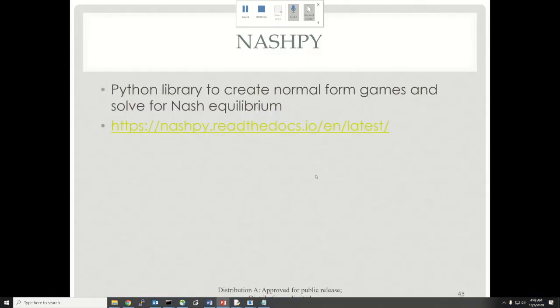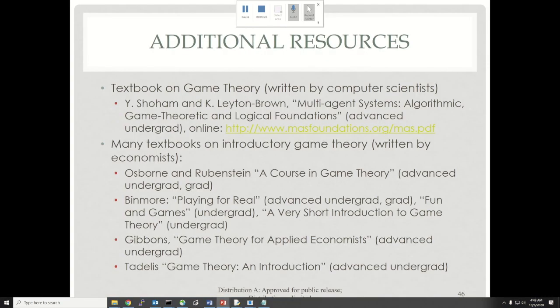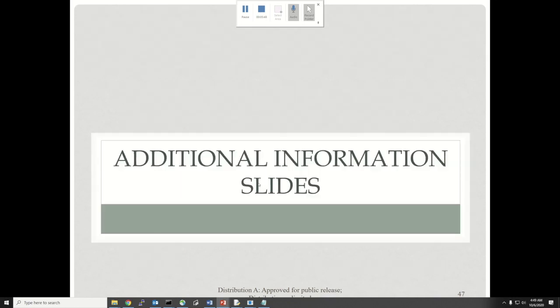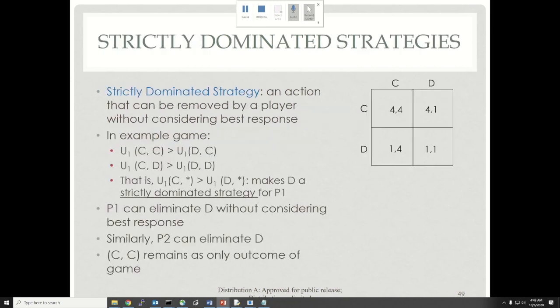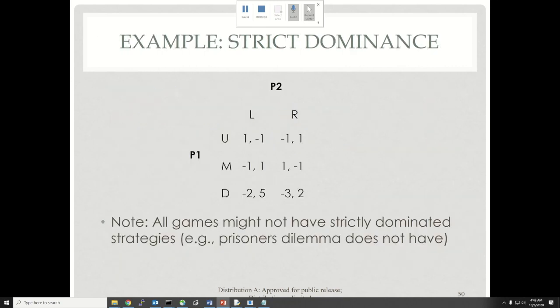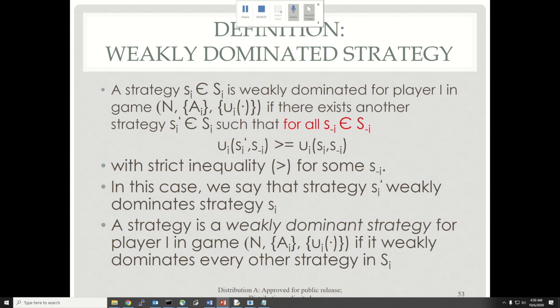So that pretty much wraps up our discussion on game theory. I have given a list of resources like the textbook that I used to teach this course. It is written by computer scientists. That's the first one, by Shoham and Leyton-Brown. There are many economics-based textbooks on game theory. I have given the ones which are sort of the introductory texts on game theory. There are many additional resources on the internet available as well. And at the end, I've given some additional information slides. Feel free to browse this if you want to know some fundamental things, a bit advanced, about games.